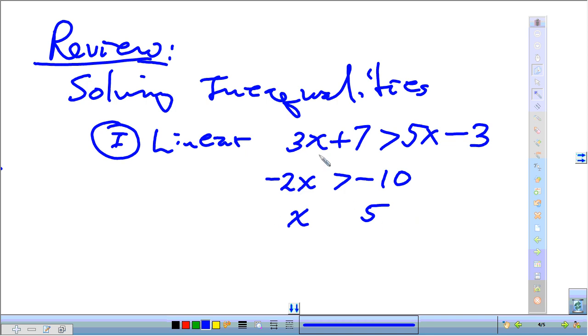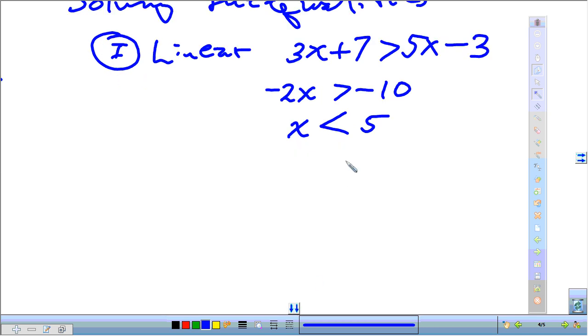The difference here, since it's not an equality, is when we multiply or divide with a negative number, you have to remember to switch the inequality. Negative multiplication changes direction, in essence. So we get a solution set of the values of x that are less than 5.